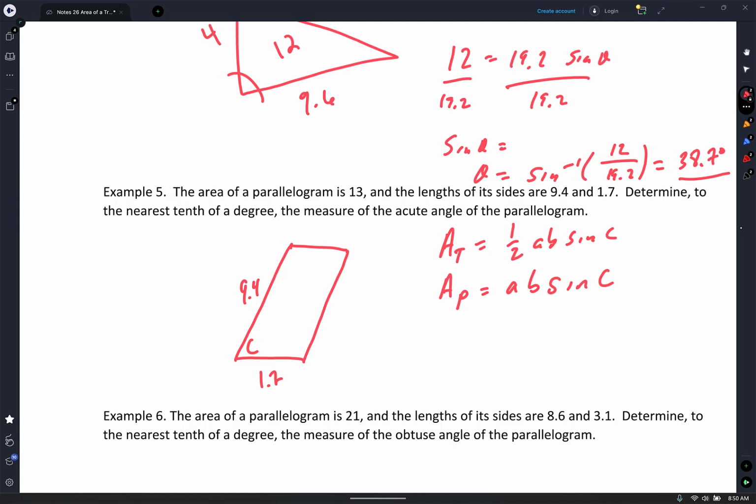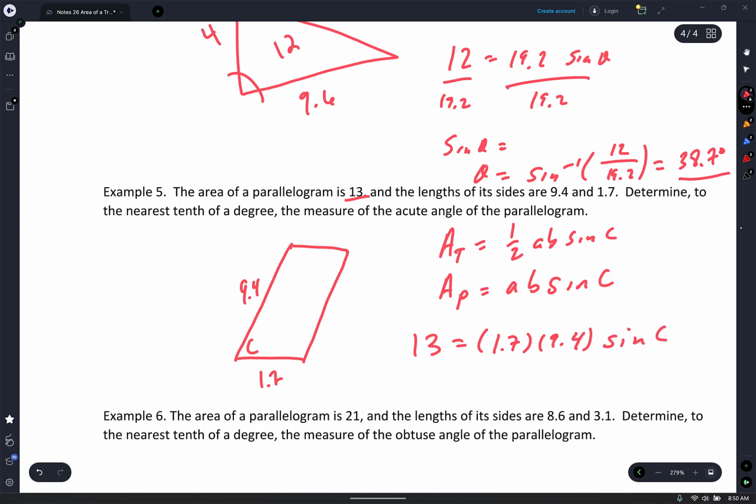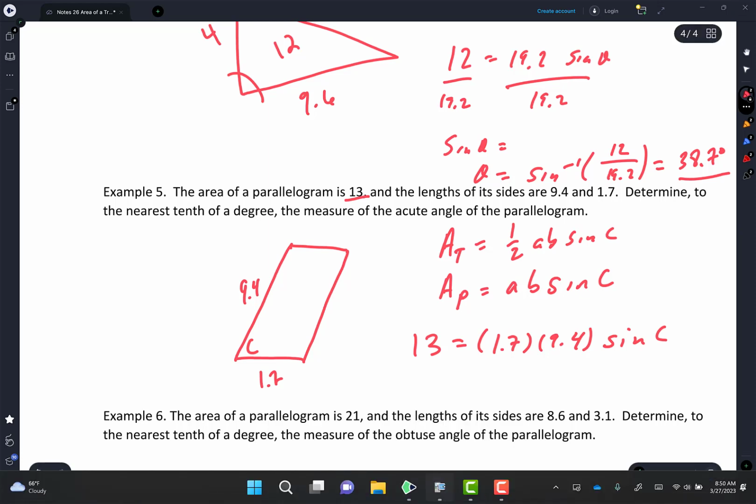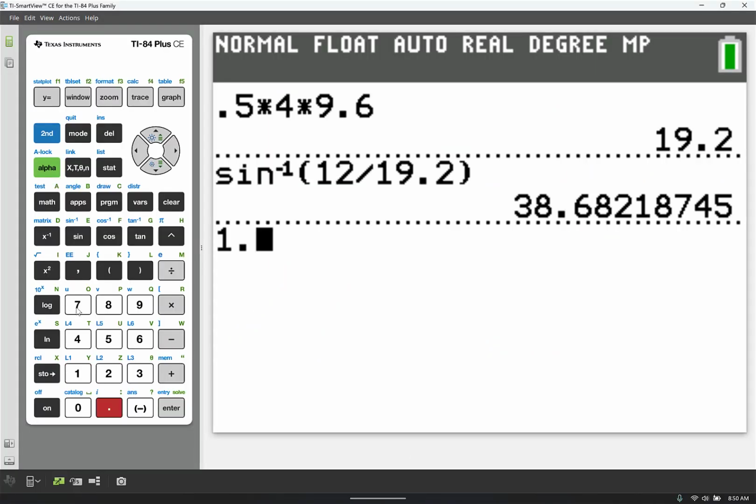All right, I'll stop. The parallelogram tells me the area is 13, so I'm going to put 13 equals 1.7 times 9.4 sine of C. I'm doing the same thing that I did earlier, guys. So 1.7 times 9.4, let me get my calculator out. 1.7 times 9.4.